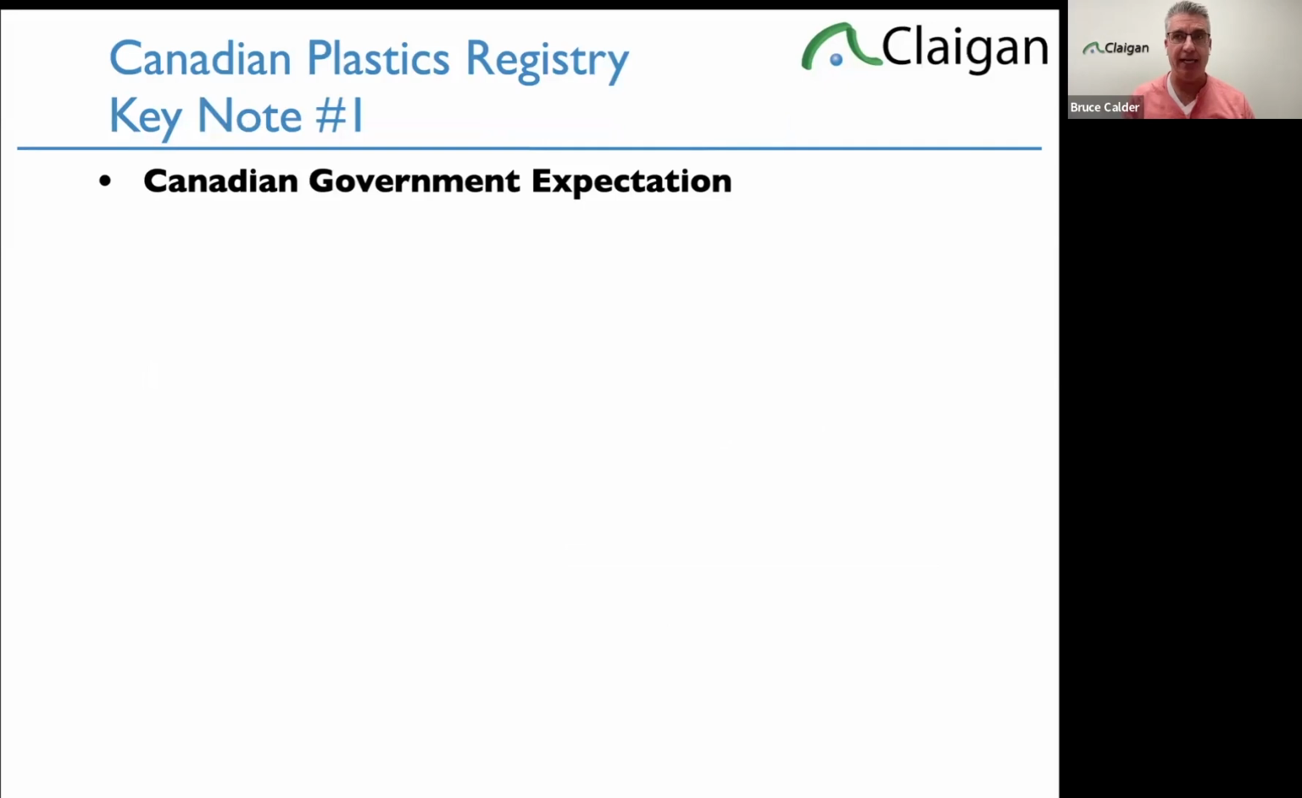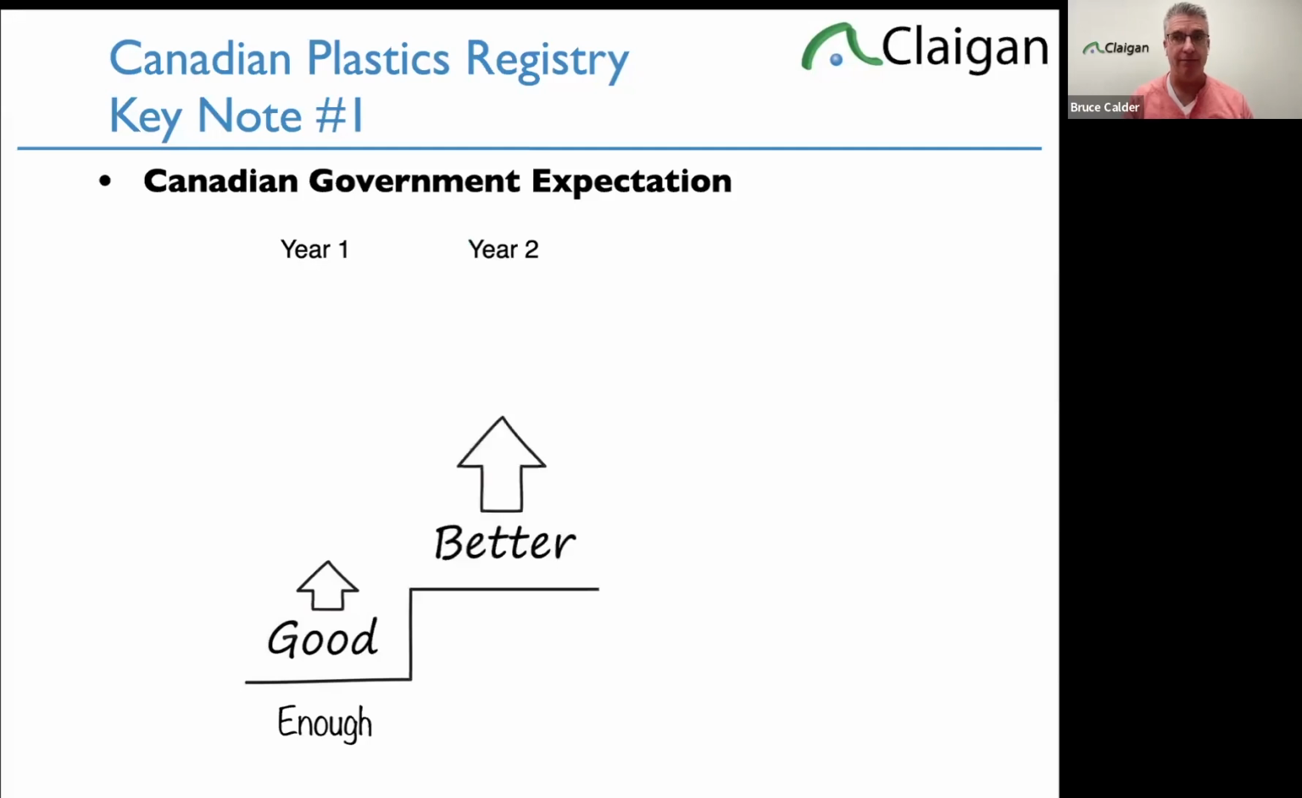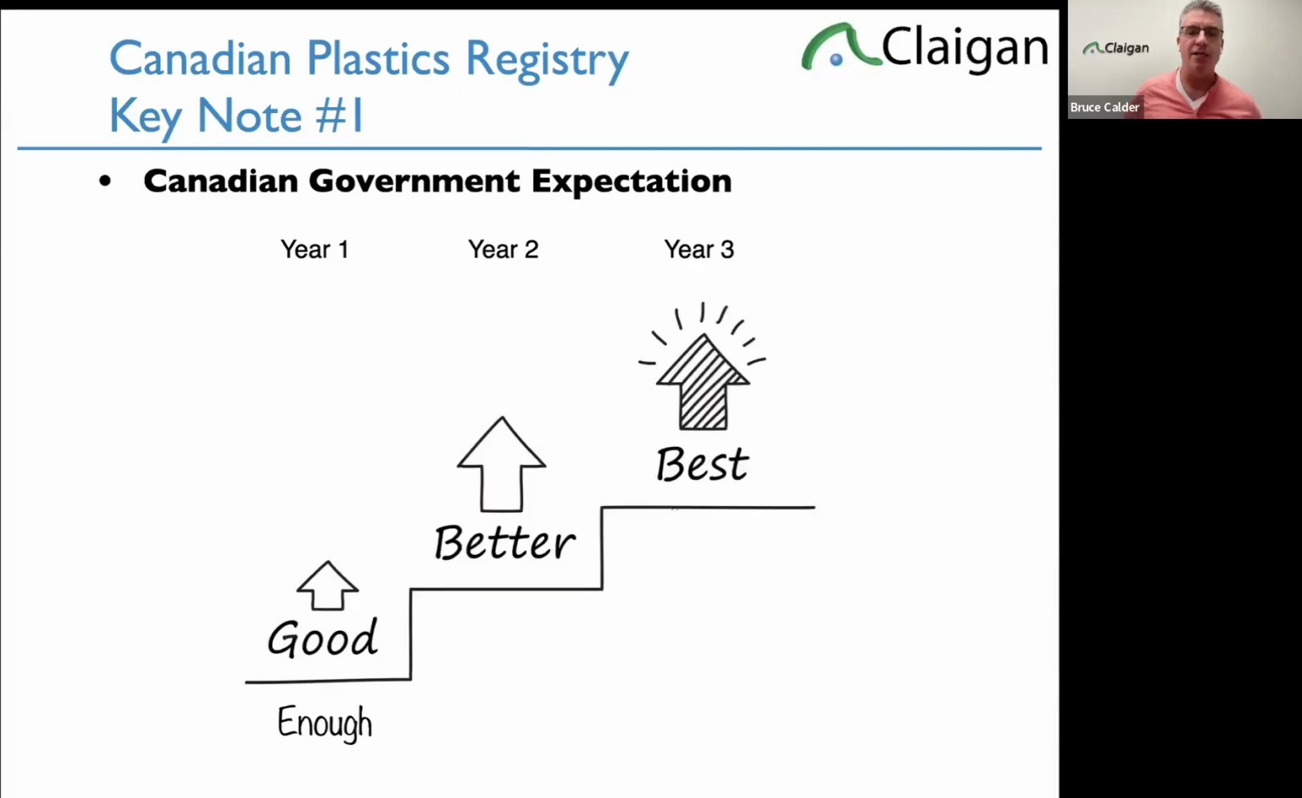Okay, Canadian government expectation. Year 1, good enough. And that's what they expect out of you in year 1. Good enough. Year 2, better. Year 3, best. Is best perfect? No. And I say not perfect, just best. So realize when you're looking at year 1 going, oh my goodness, I'm doing it the first time, never done it before, we have limited time.